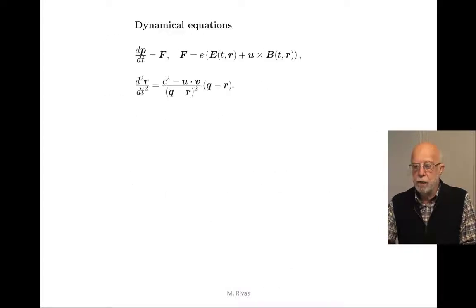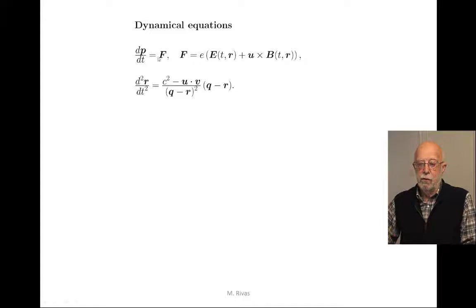Okay. The dynamical equations of the spinning electron are, as before, the external force is the time derivative of the linear momentum, but now the external force has the same structure but the fields are not defined at the center of mass position. They are defined at the center of charge position, and it is the velocity of the charge which appears in the magnetic term. And this second equation represents the relative motion of the center of charge around the center of mass.